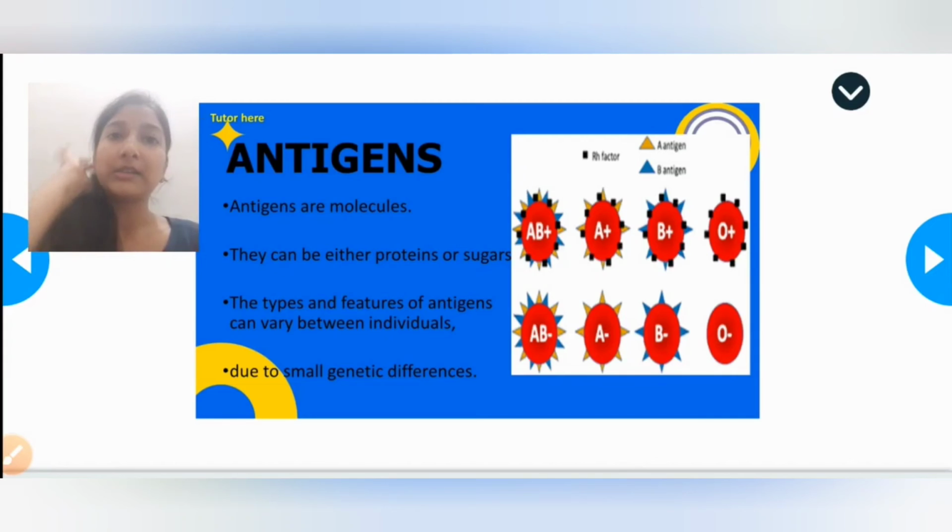Our blood group is defined by these antigens, as the types and features of antigens can vary between individuals due to small genetic differences. Similarly, as some are yellow and some are blue, there is a small difference, though the structure is the same. Some other differences are there, which cause the blood groups to be differentiated or divided into different parts.